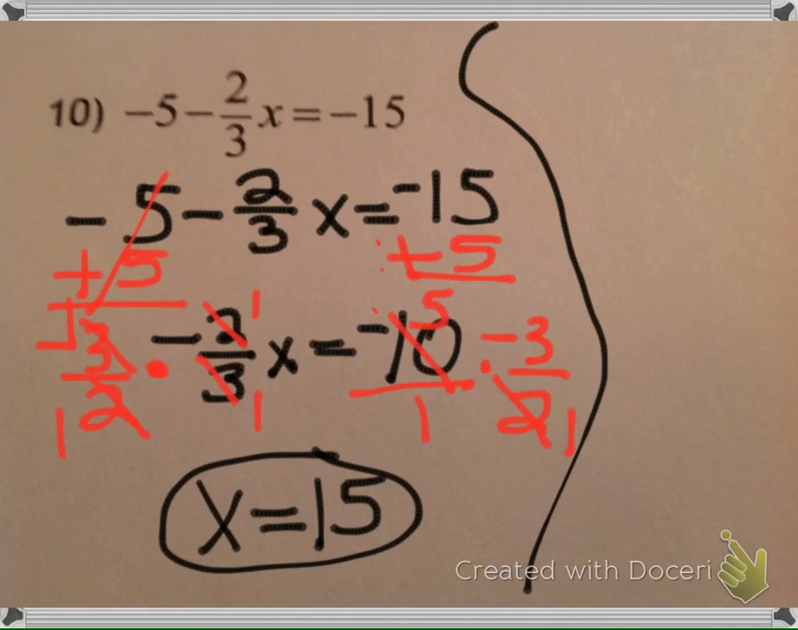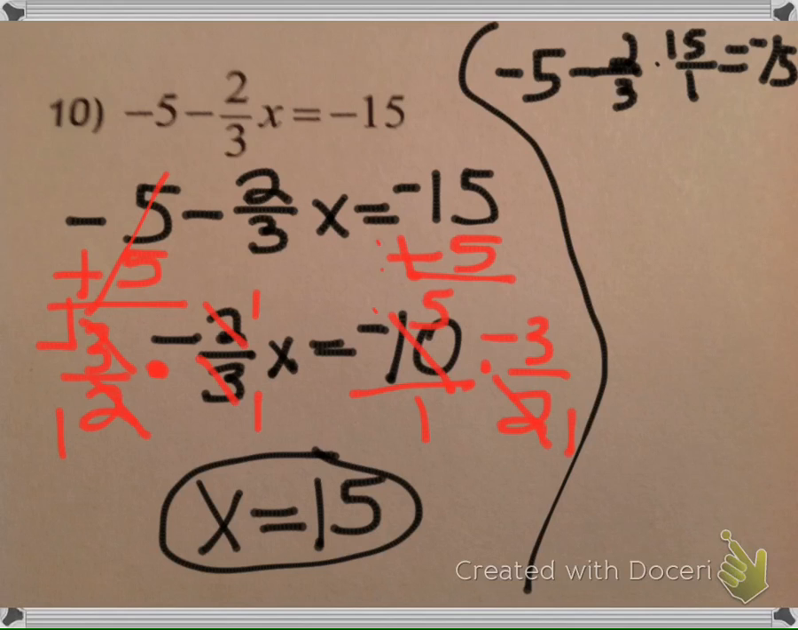And let's just plug that in. See if I can fit this here. Negative 5 minus 2/3 times 15 equals negative 15. Barely. Okay, let's see. My 3 cancels out. 15 divided by 3 is 5. So I have negative 5.